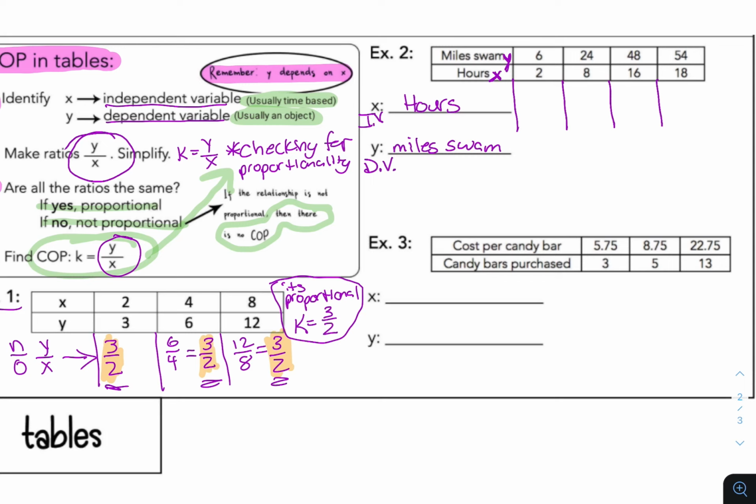So now let's check for proportionality, or check that ratio of new over old, or y over x. We get 6 over 2, which simplifies to 3. Next one, we get 24 over 8, which simplifies to 3. Second to last one, we get 48 over 16, which simplifies to 3. Last but not least, 54 over 18, which simplifies to 3.